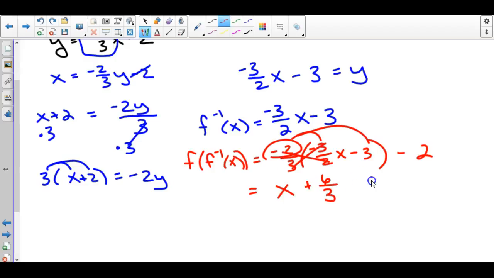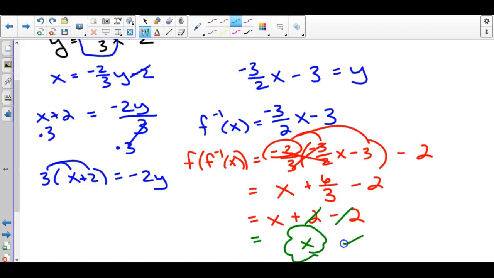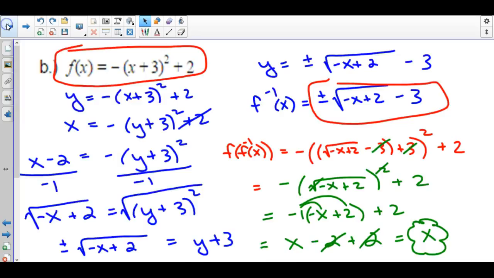So if I take my negative 2 times negative 3, I'm going to get positive 6, and my denominator of 3 would come right over. And then I'm going to bring down this minus 2. So if I took my negative 2/3 times 3, I'm going to get this 6/3 value, which we know is really just 2. So then at the very end of this, I'm going to end up with x plus 2 minus 2, which one more time is just x. So the inverses check out since I'm just left with x as my composition value, which means that the functions definitely cancel each other out.